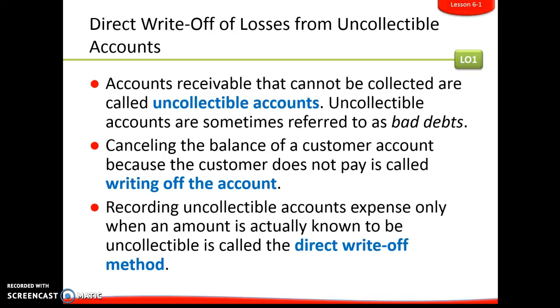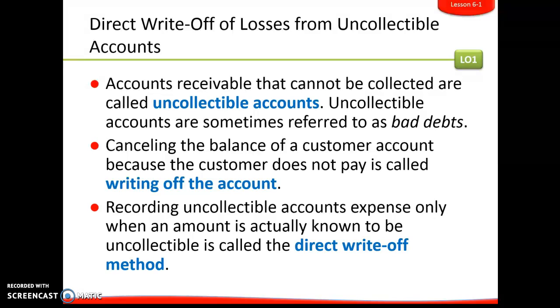Uncollectible accounts are accounts receivable that cannot be collected. Uncollectible accounts are sometimes referred to as bad debts. Writing off an account is canceling the balance of a customer account because the customer does not pay. So really what it does is we write that off to zero so that we don't have that lingering account when we know we're not going to get paid for it.